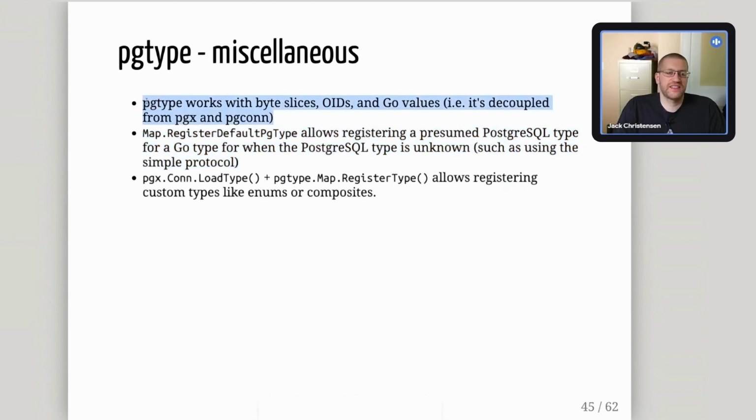Another interesting thing here, again, is the idea of modularity and layering. pgtype doesn't actually know anything about Postgres or a connection. All it works with is byte slices, OIDs, and Go values. That makes it pretty easy to test, but it also can be useful if you want to pull this logic somewhere else.